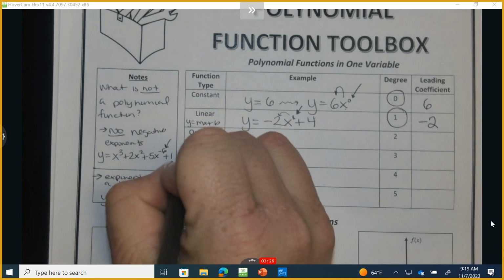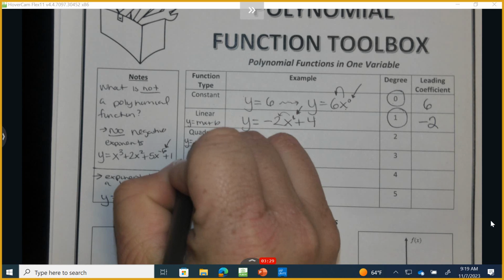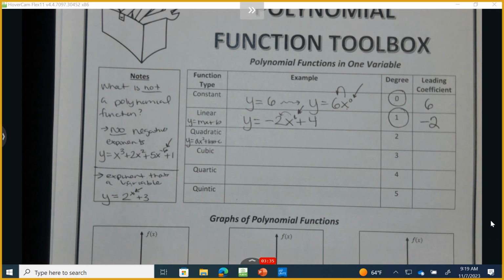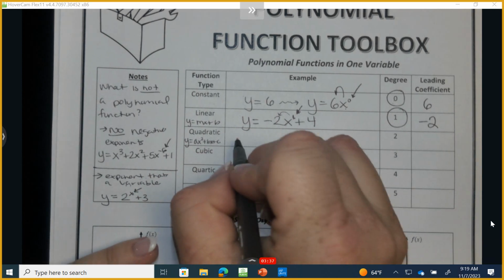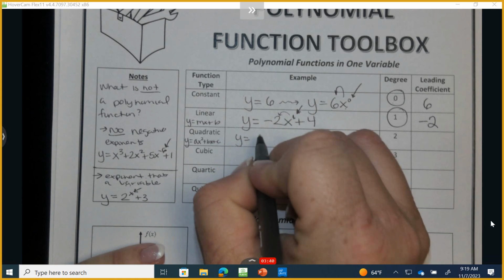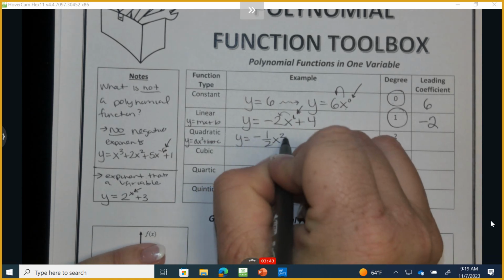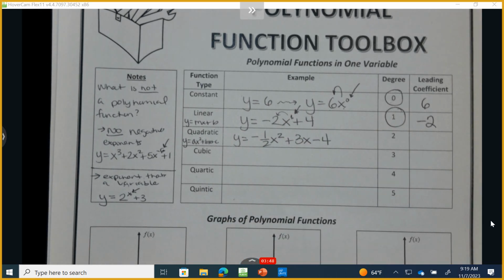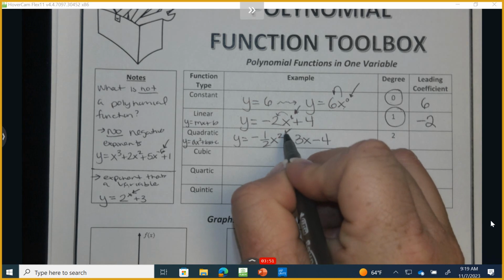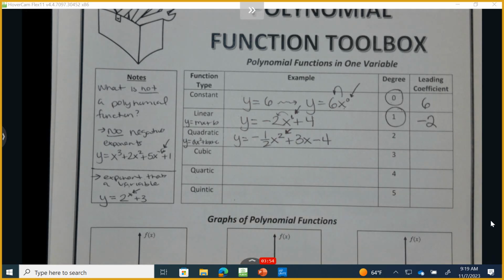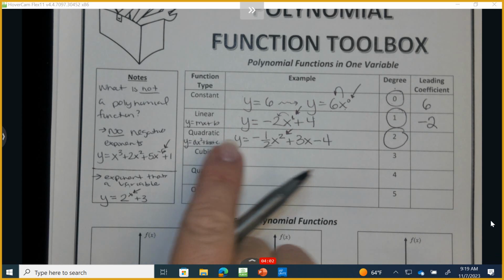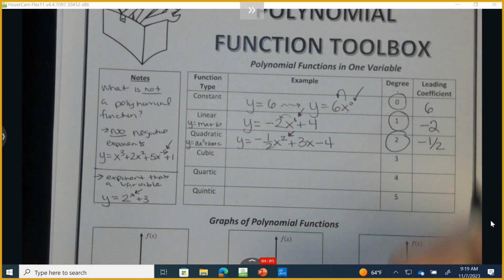Okay, quadratic is what we've been working with for the last month. So this is something like y equals ax squared plus bx plus c. That's a basic standard form of a quadratic function. And here's my example. Y equals negative 1/2 x squared plus 3x minus 4. I'm going to draw an arrow to the highest exponent on a variable. That numerical value is called the degree. So this is degree 2. It represents a quadratic function, and the leading coefficient is negative 1/2.